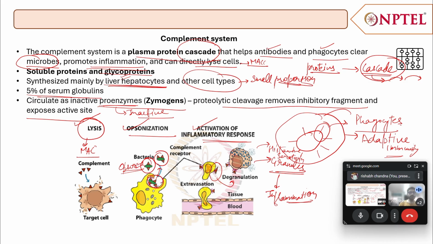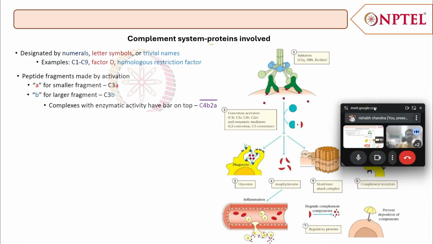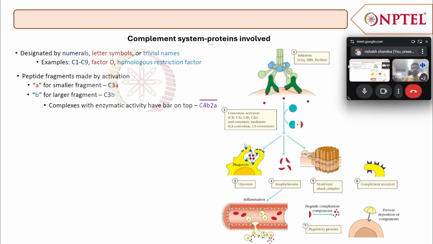Okay, if no doubt, then we'll move on to the next slide. So now there are certain proteins that are involved in the complement pathway. First we'll check how they are named. They are basically either designated by numerals, for example, C1 to C9, letter symbols like factor D, or trivial names, for example, homologous restriction factor or MBL, mannose binding lectin. So there are three kinds: either numerals, letter symbols, or trivial names.